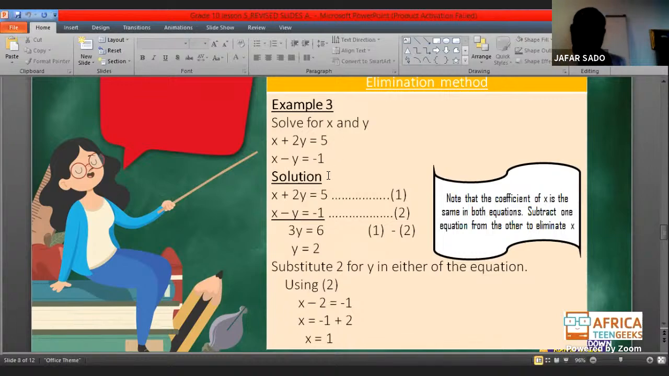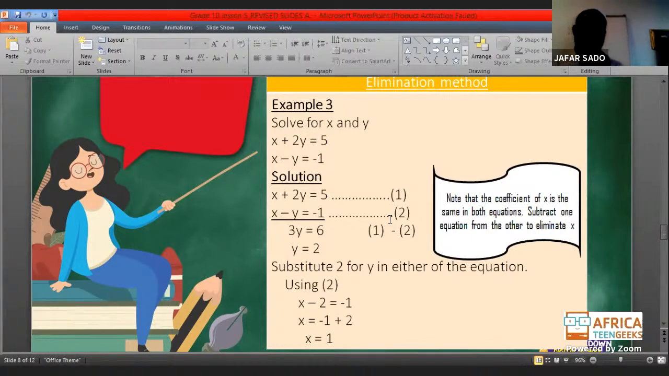The first step: label your equations. Call the first one equation 1, and the other one equation 2. Because we are using the elimination method, we are eliminating. Remember, we have two variables to find at the same time, x and y. So what do we do in the elimination method? We try to eliminate x so that we can find y, or we try to eliminate y so that we can find x.